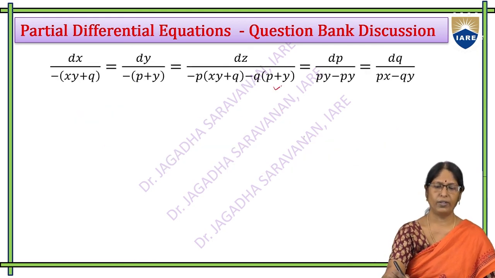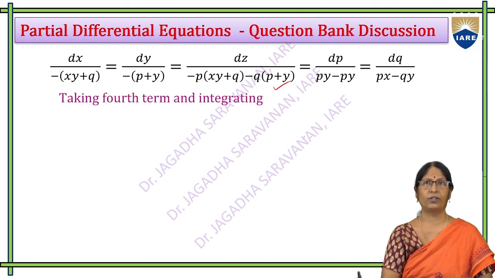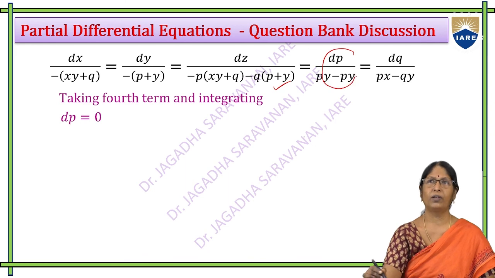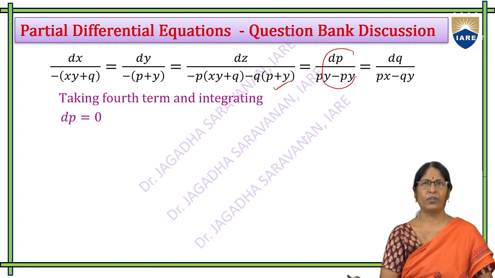So here we can see this is the result we substituted. We are taking the 4th term. It's a very simple one. dp by 0, which is very easy to integrate, p equal to a. So we obtained what p is.